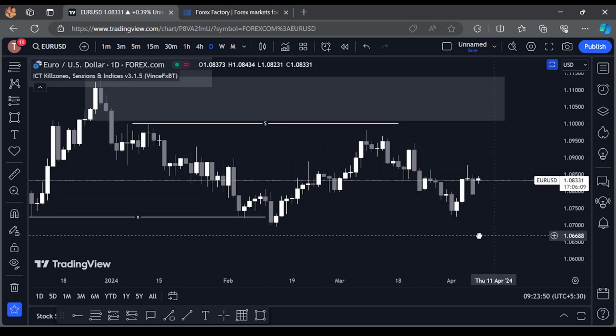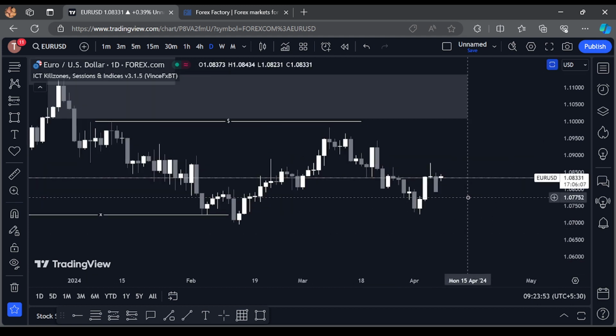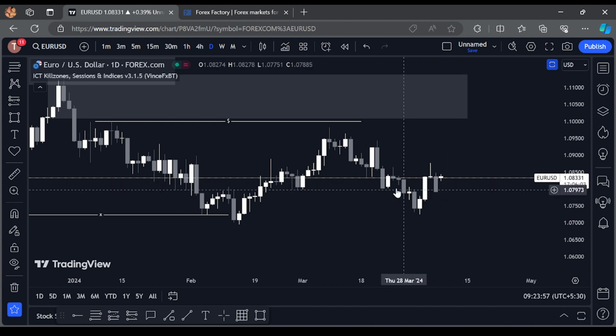So this is the daily chart, and I'm not pretty much sure in which direction the price is going to move. So I'll be directly moving to 4 hours.